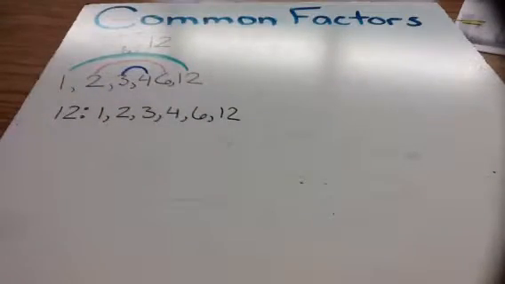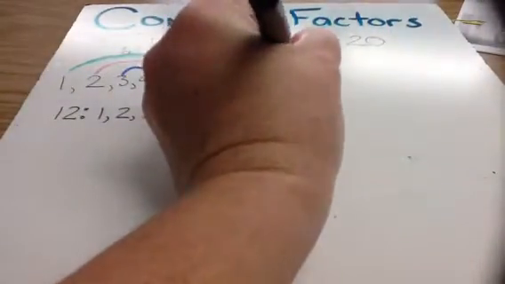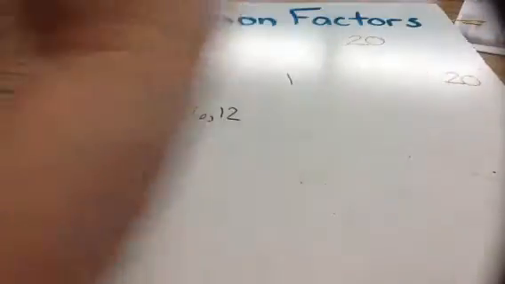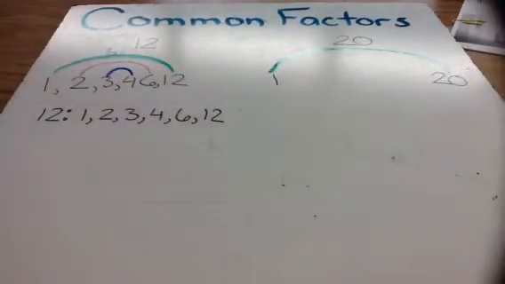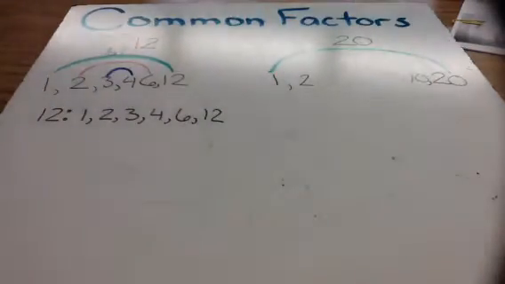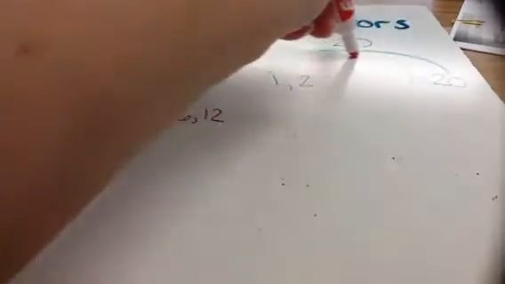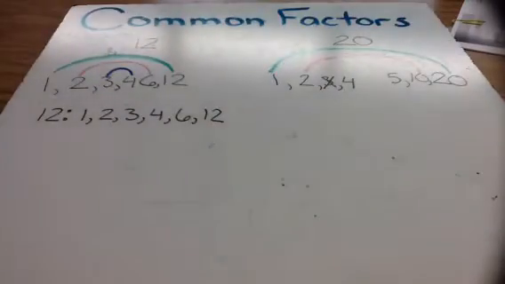Now I'm going to make a factor rainbow for 20. I know that I can multiply 1 and 20. 20 is an even number, so I know that I can multiply 2 times 10. I know that, let's see, 3, there's nothing I can multiply by 3, so let's mark it out. 1, 2, 3, 4. I know that I can multiply 4 times 5 to equal 20.